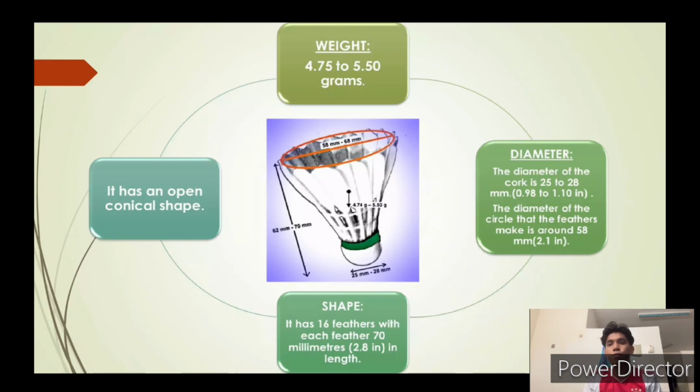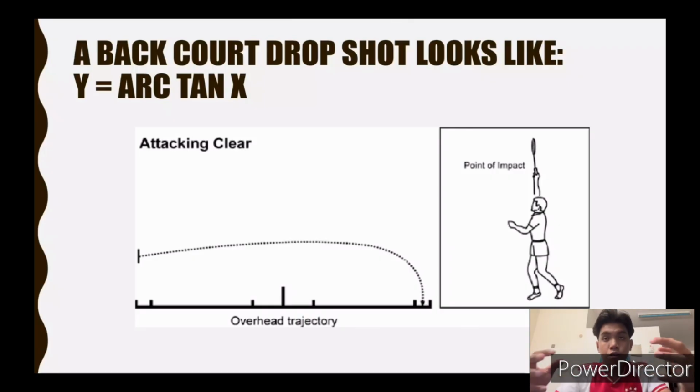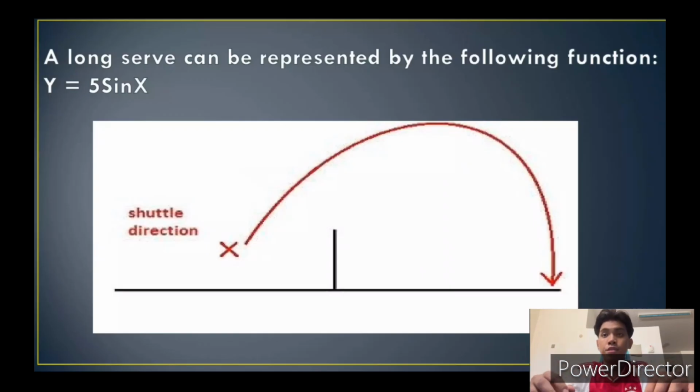A powerful smash from midcourt will have an almost straight trajectory represented by a function such as Ax plus By plus C equals 0. A backcourt drop should let y equal to arctan x. A long serve can be represented by the following function: y equal to 5 sin x.